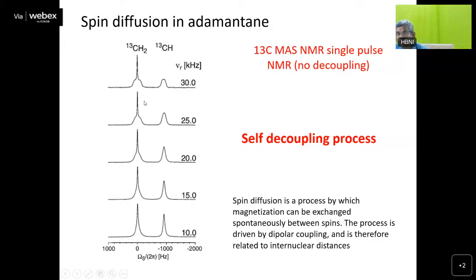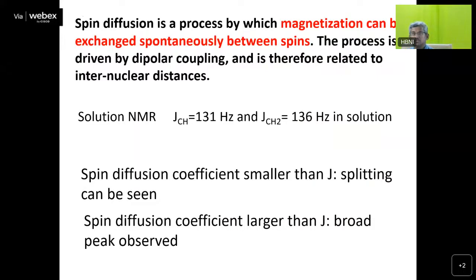Here, a sharp peak is also taking place, because there's a fast exchange taking place, and there's a slow exchange also there. These two processes are mixed here. Slow exchange and fast exchange. Here there's a relatively slow exchange taking place. The fast exchange leads to a sharp line, whereas the slow exchange leads to a broad line. The process is driven by the dipole-dipole coupling and is therefore related to the internuclear distance.